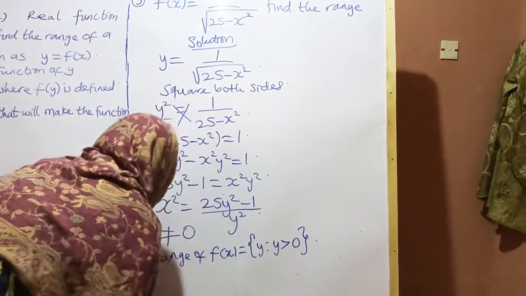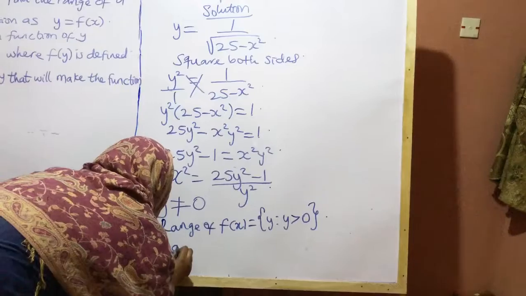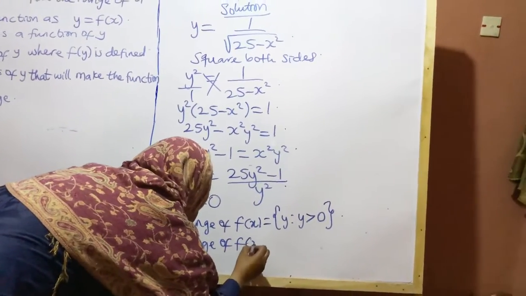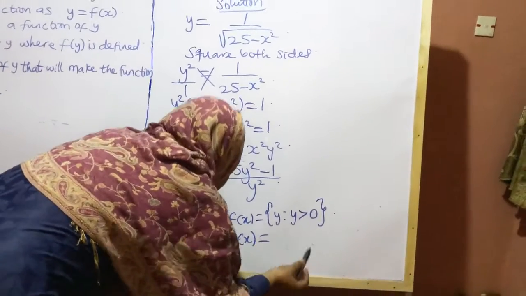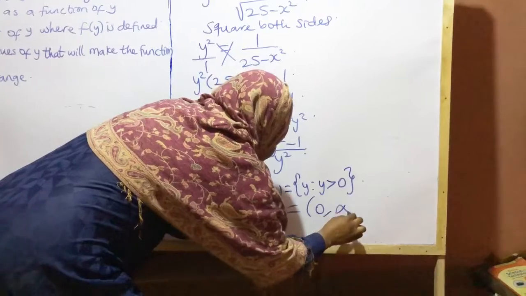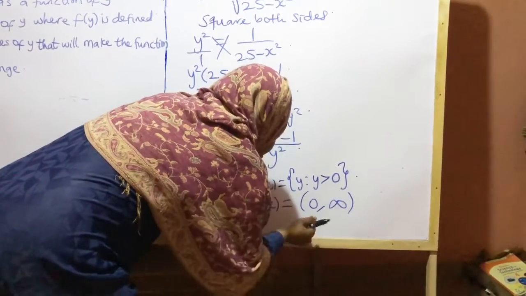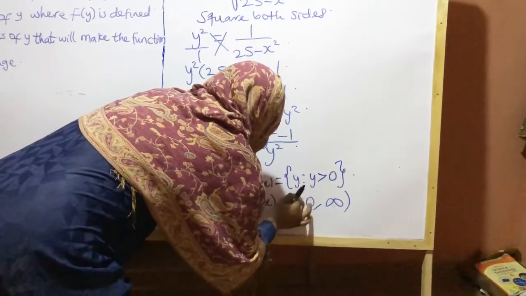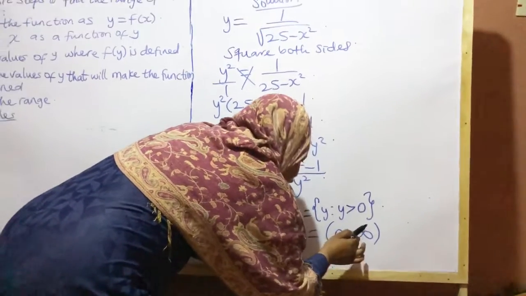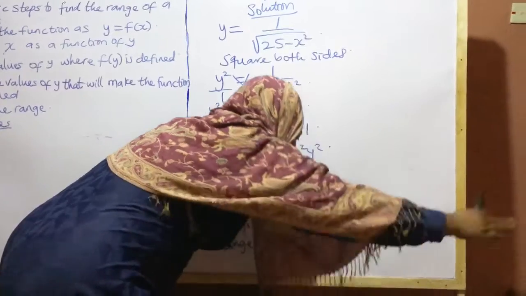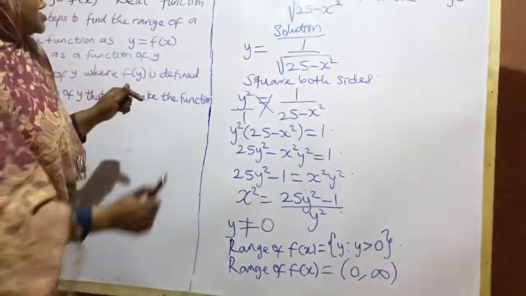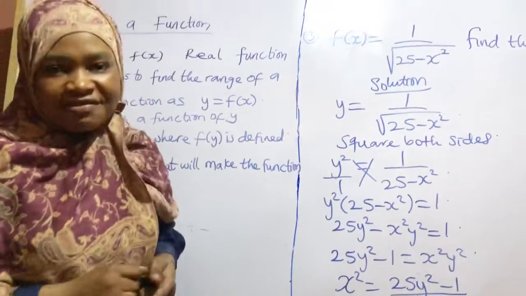So you can see the range of the function is equal to open bracket 0, infinity. This open bracket means that this 0 is not included. So we are starting from 0.1, 0.5, and so on to get to positive infinity. So that is how to find the range of any function.